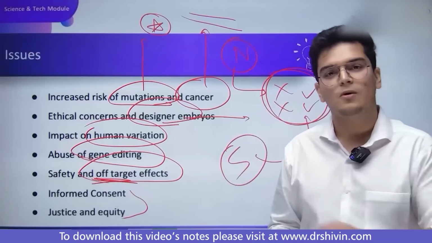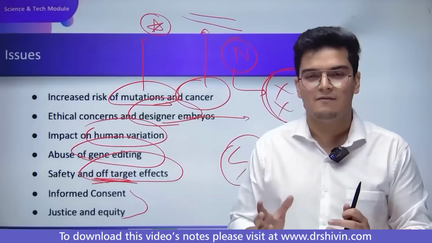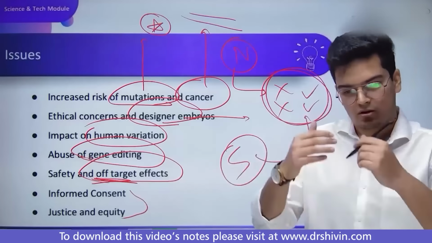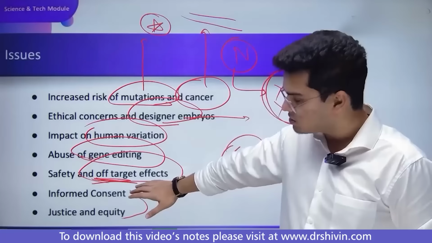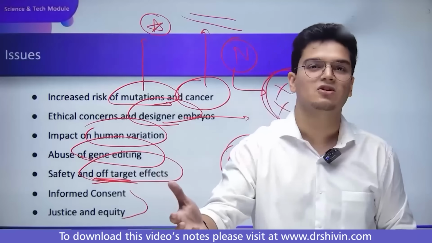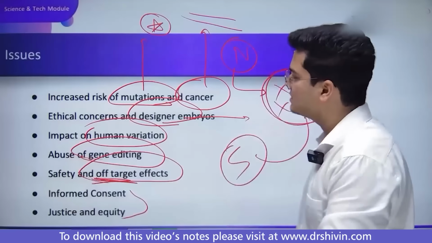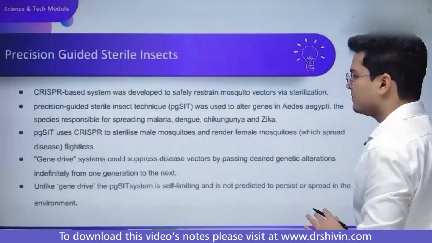Then there is the idea of informed consent and justice and equity. Justice and equity, why? Because it's very costly, right? Since it's very costly, the rich people will have access to all of this. And informed consent, people must consent to get their DNA changed. Sometimes it's possible that doctors or genetic scientists might do this without taking the consent of the patient, without asking the patient for permission. So these are the issues of CRISPR-Cas9. For mains also you are sorted.